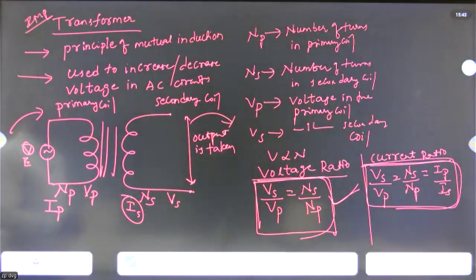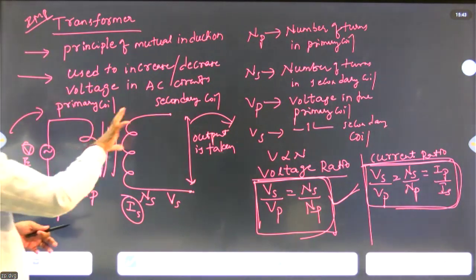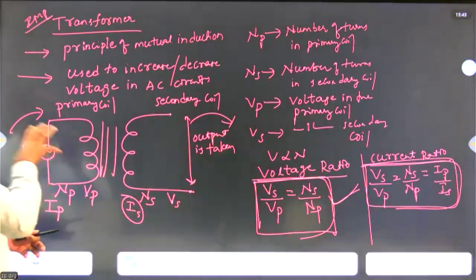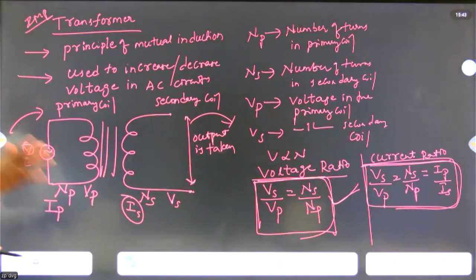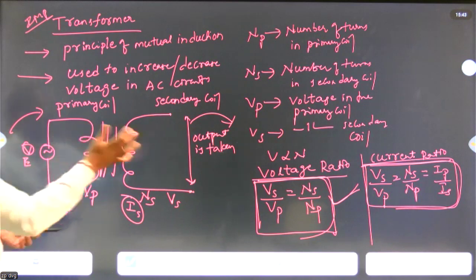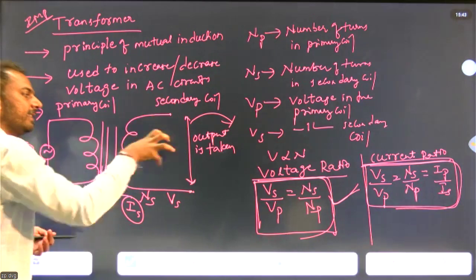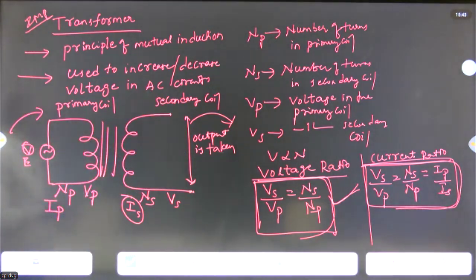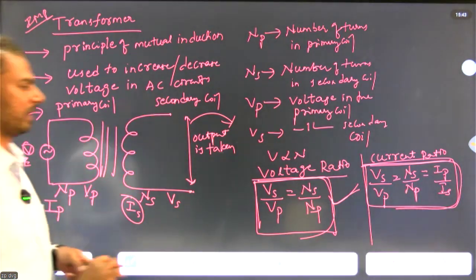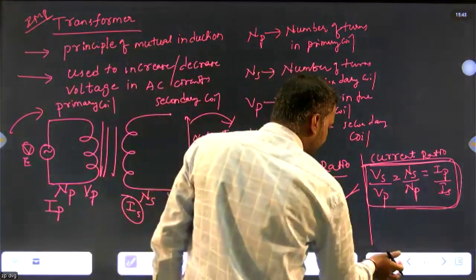In transformer, there are two types, step-up transformer and step-down transformer. What is step-up transformer? If voltage across the secondary coil is greater than primary coil, then the transformer is called step-up transformer. If voltage across the secondary coil is less than the primary coil, then the transformer is called step-down transformer.